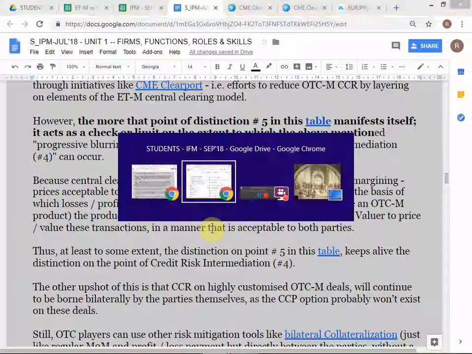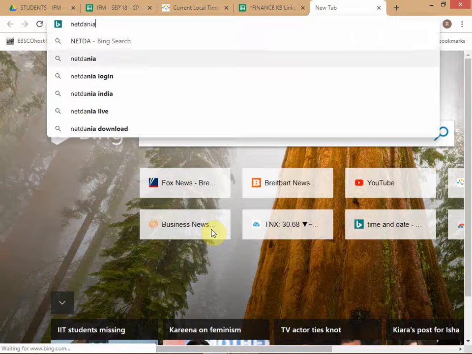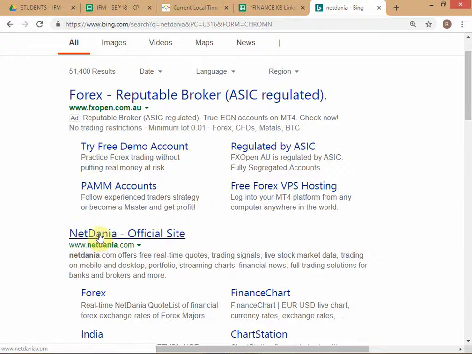Let's look at some OTC market prices. See how deceptive the search is. I search for Net Dani and the first search result is somebody else.